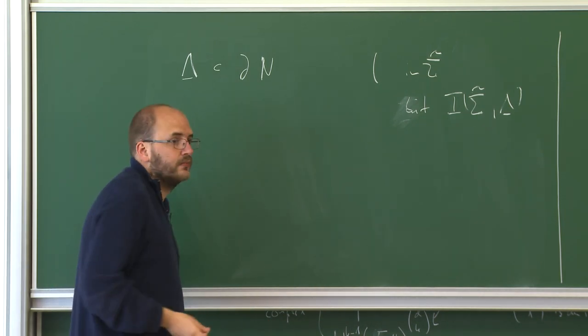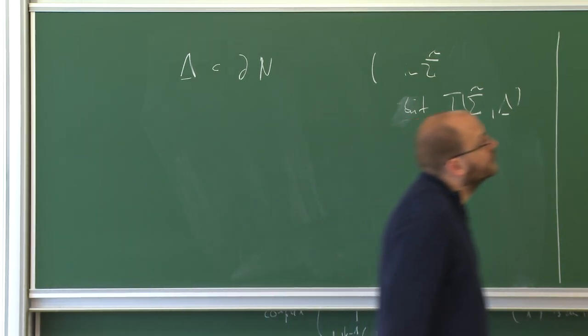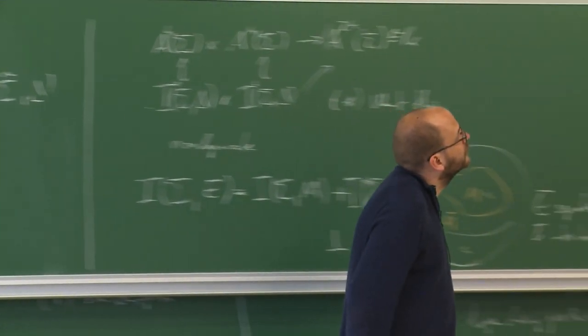Excuse me very much. Can you explain how you use delta inside the boundary of the tubular neighborhood?